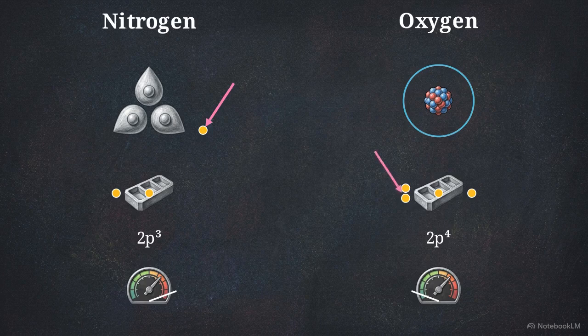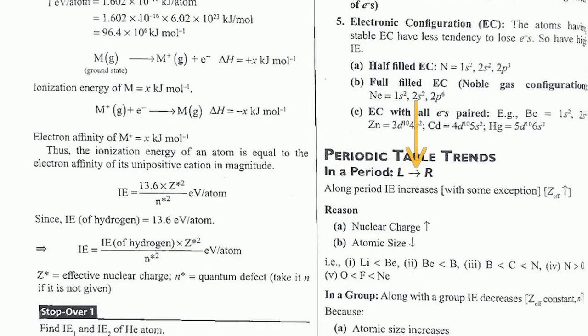It requires far more effort to break that stability and steal an electron from nitrogen than it does from the smaller oxygen atom. Always verify electron configurations before blindly applying the left to right size trend. Half-filled or fully filled subshells will always create an abnormal spike in ionization energy.